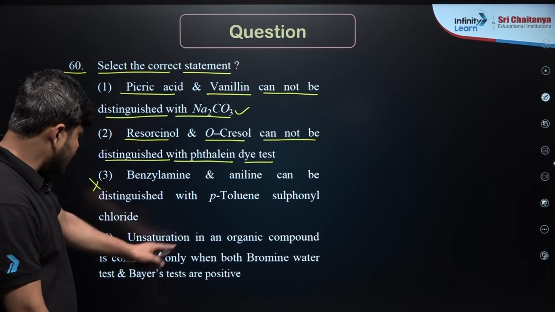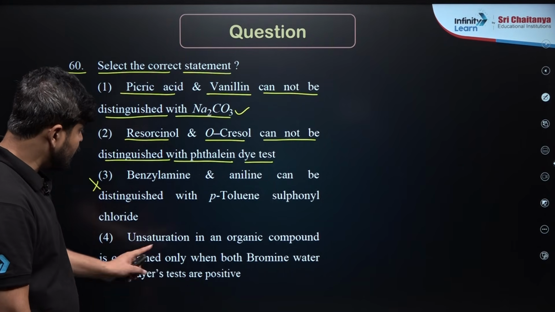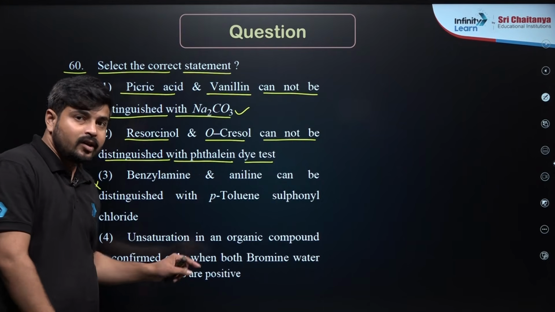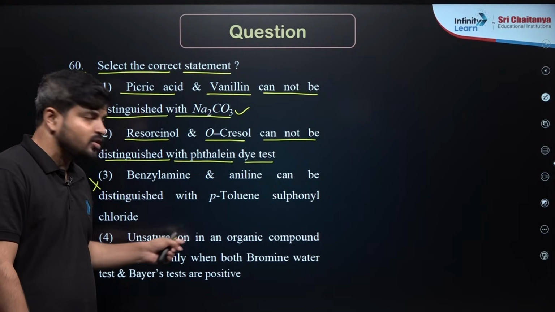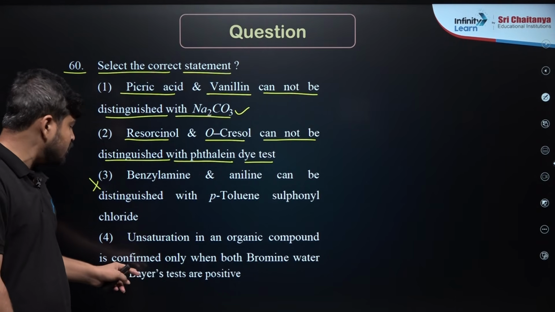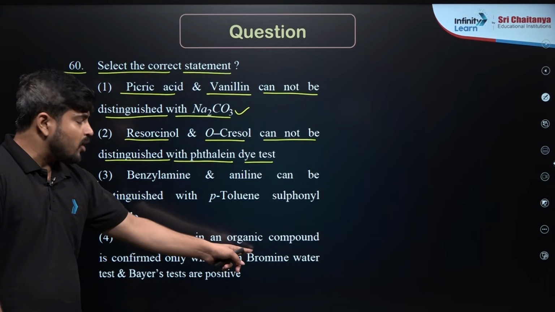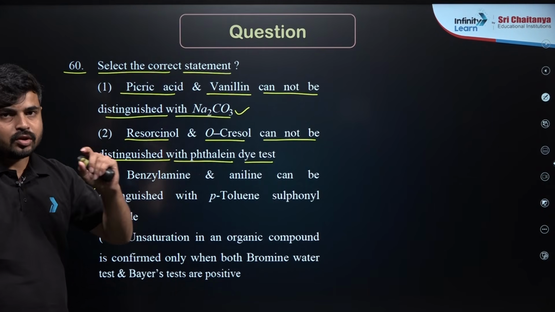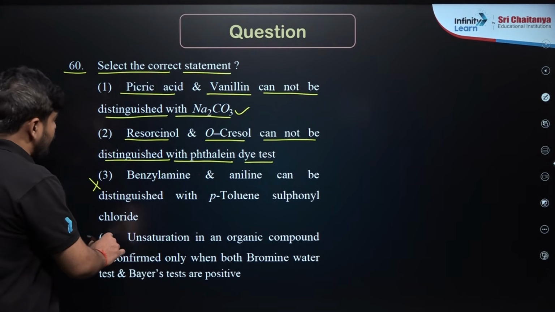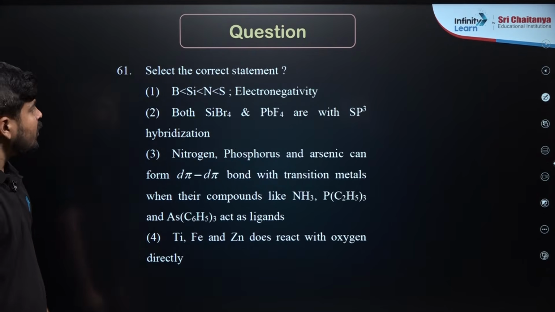So what we can say, unsaturation in an organic compound is confirmed only when both bromine water test and Baeyer test are positive. You know double bond tests are the unsaturation tests. Basically we are doing it using the hydroxylation test, commonly known as the Baeyer test, or the bromine water test, because the brown color of bromine is going to disappear in the solution. So that is giving the information that double bonds are present in the solution. So the fourth one is the correct statement of this question. Now I am coming to the next question.